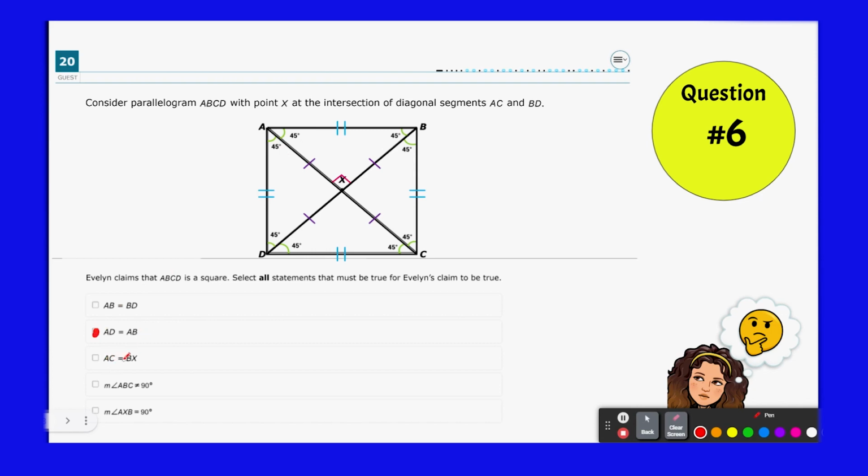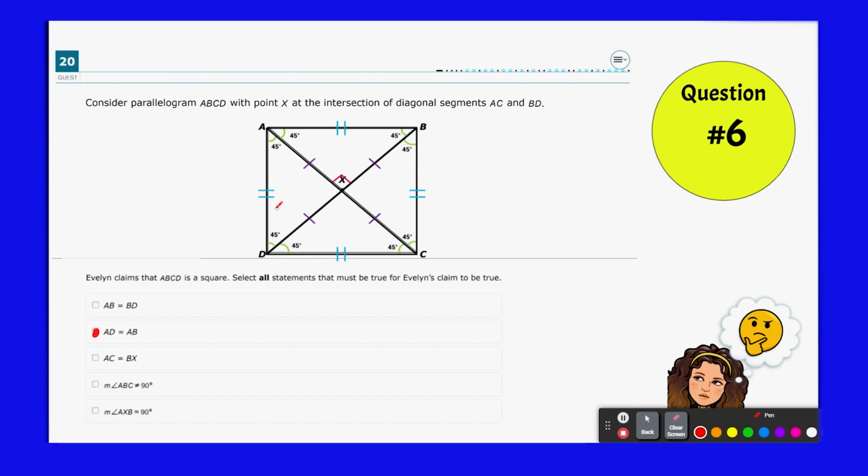Let's see, AC has to be equal to BX. So AC is the diagonal. Does that have to be equal to BX? Well, BX is not the full diagonal. Those two are not equal, and that was not one of the requirements to be a square. So that one's out.